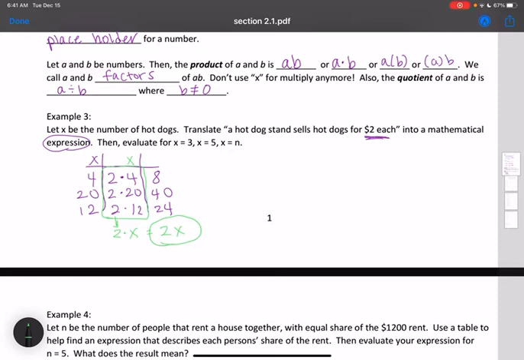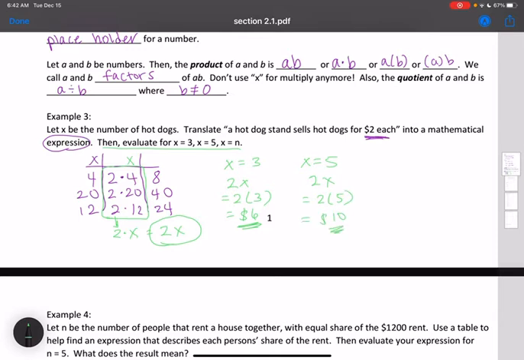Okay, that's our answer. It says then evaluate for these 3 things. So if I have x equals 3, I'll just plug in 2 times x. I'll go ahead and write it: 2 times 3 equals $6. We want to make sure we label that. If we had x equals 5, our expression is 2x, so wherever we see the x, we put a 5. We would end up with $10.